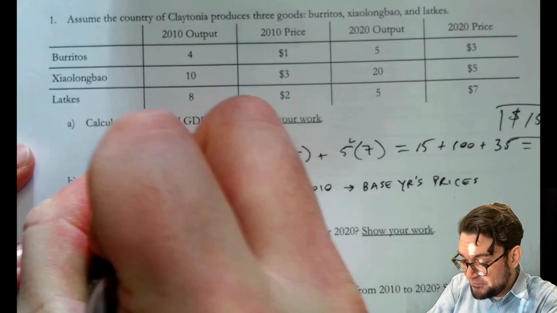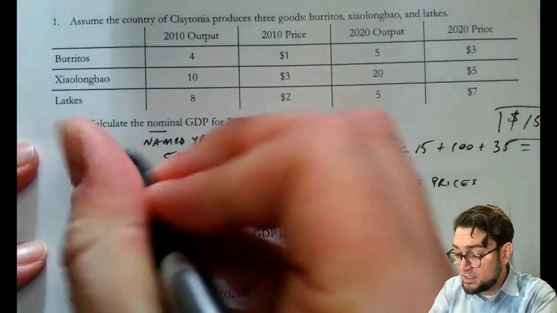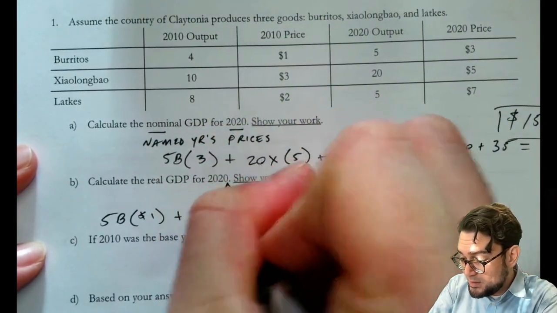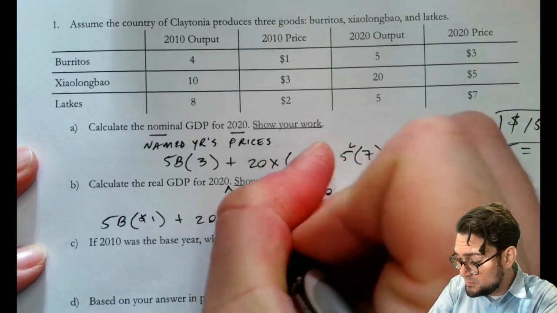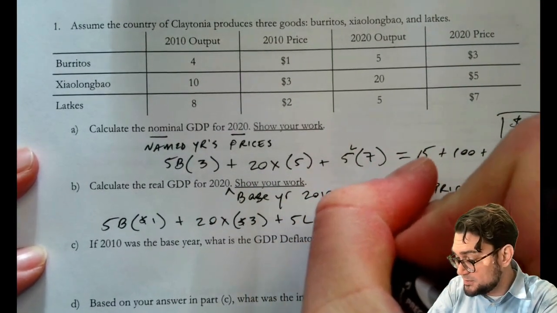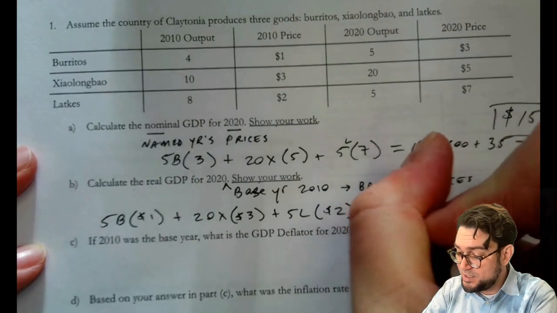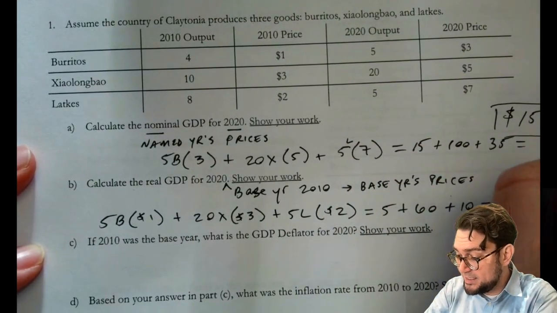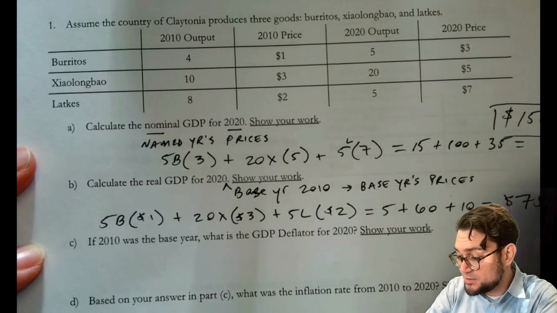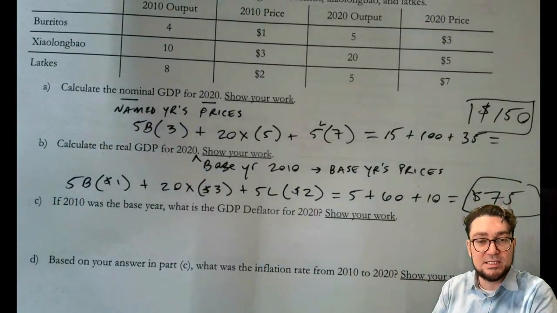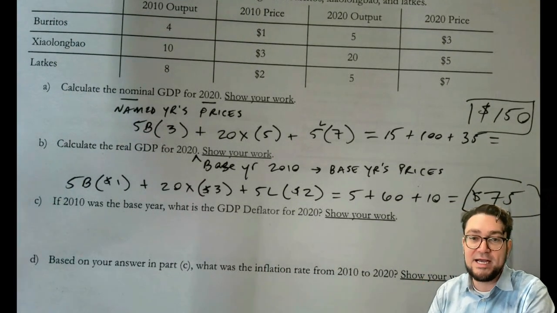So we're going to do 5 burritos, but instead of times $3, it's times $1, plus the 20 xiaolongbao times $3, plus the 5 latkes times $2. And so that comes out to be 5 plus 60 plus 10, which is $75. So the real GDP for 2020 using the 2010 base year prices is half of what our nominal GDP is.